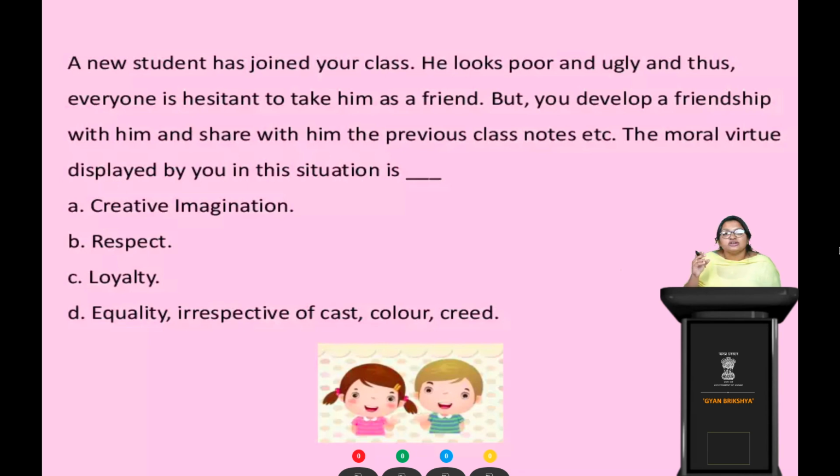So which or what is the moral virtue that you have displayed in this situation? You have four options here. First is creative imagination, B is respect, C is loyalty, and D is equality, irrespective of caste, color, creed. Your time starts now. Give me your responses and then I will tell you what I think is the virtue displayed by you. Now go ahead.